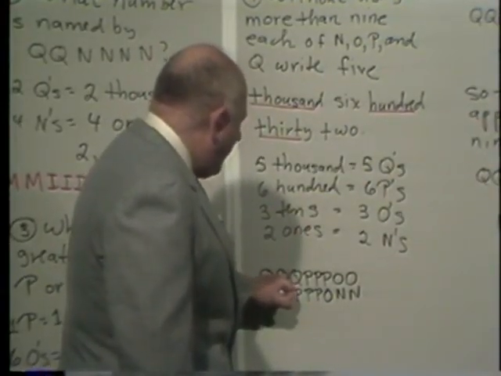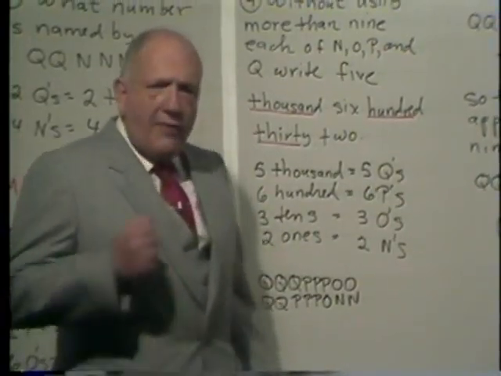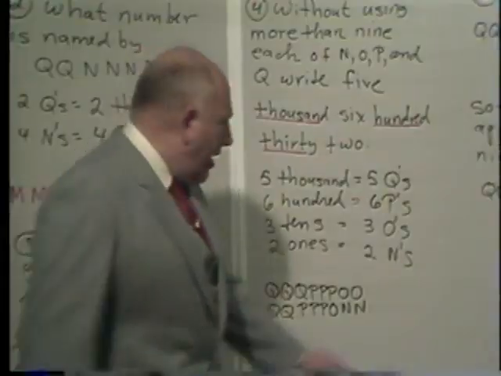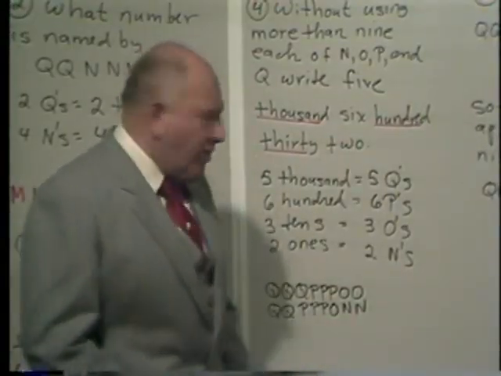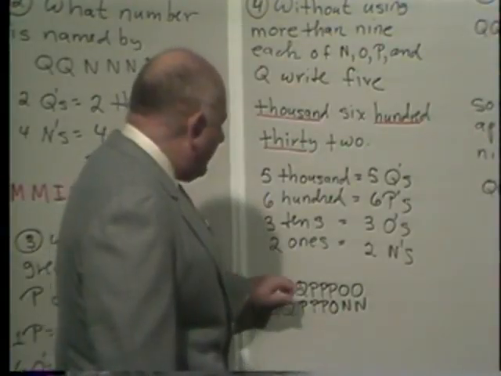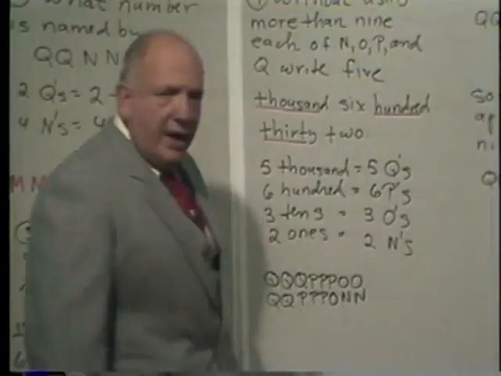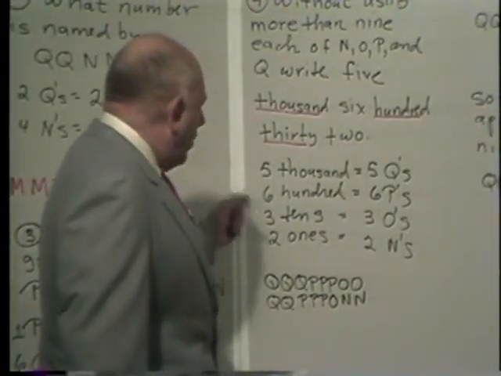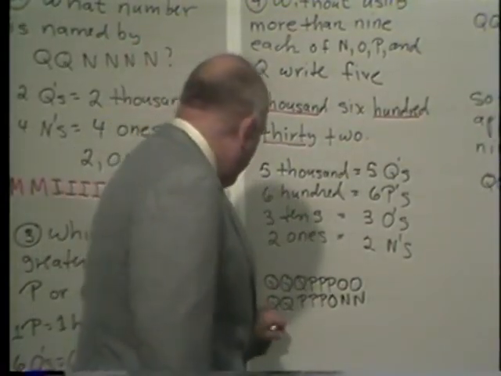Wherever a P appears, it stands for 100. Wherever the O appears, it stands for 10. And wherever the N appears, it stands for 1. So no matter how I write it, what do I have here? I have 5 Qs, 6 Ps, 3 O's, and 2 N's. And I can write them in any order I want. I could have put the P's first if I wanted to.